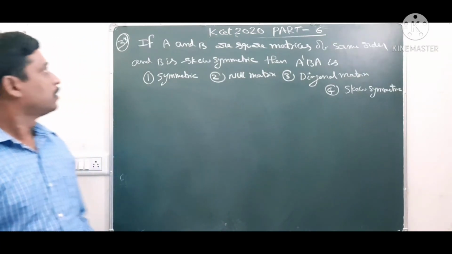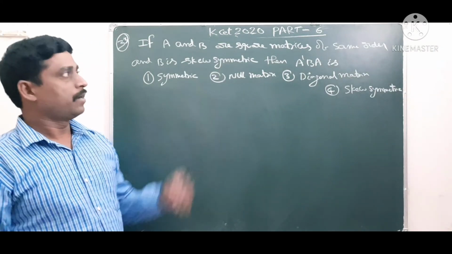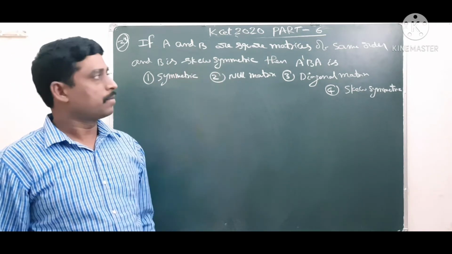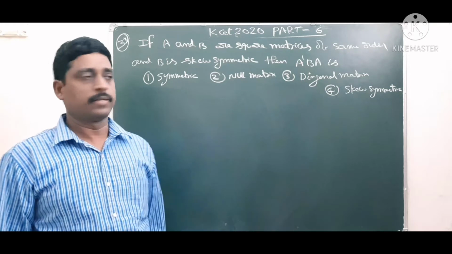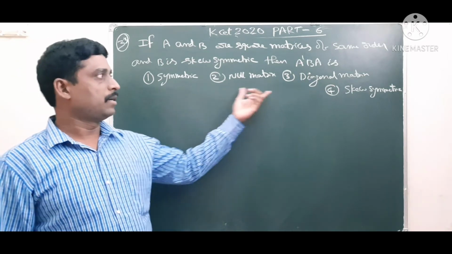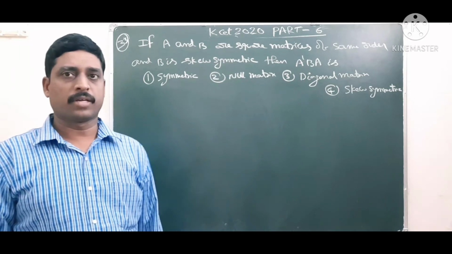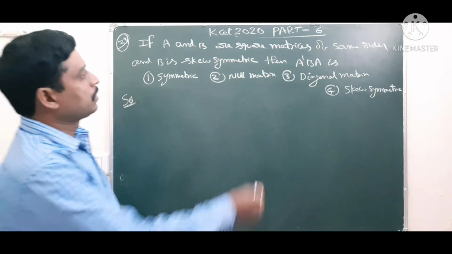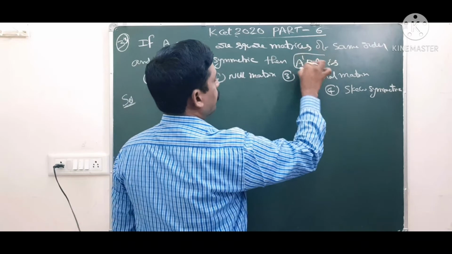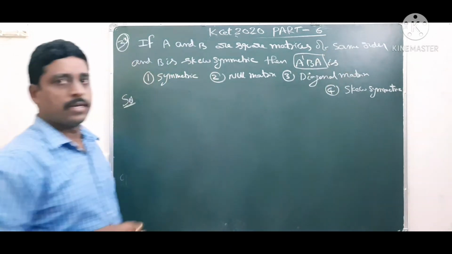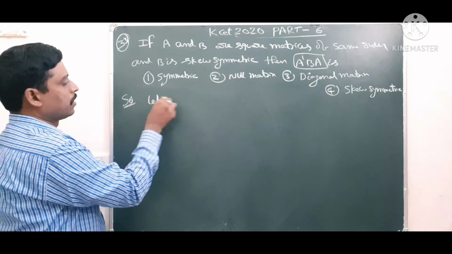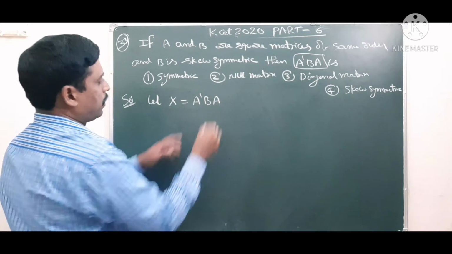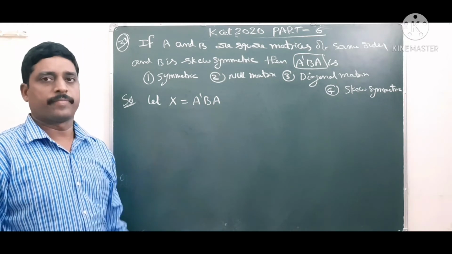Let us see the next problem. Question number 33. If A and B are two square matrices of the same order and B is a skew symmetric matrix, then A dash BA is: symmetric, null matrix, diagonal matrix, skew symmetric, options are given. So now let me explain what is given. Let us take x is equal to A dash BA. So what is A dash? A dash is the transpose of A.